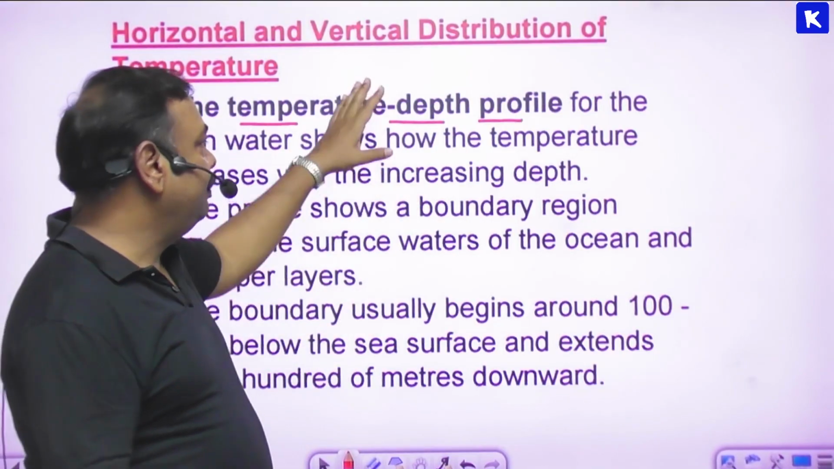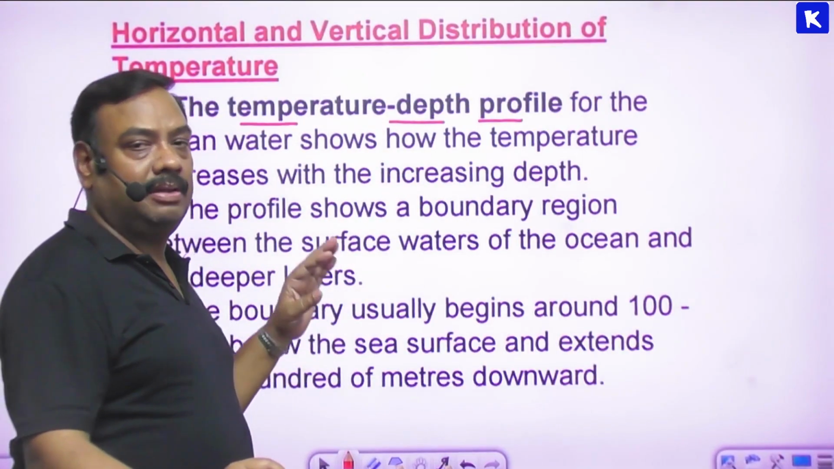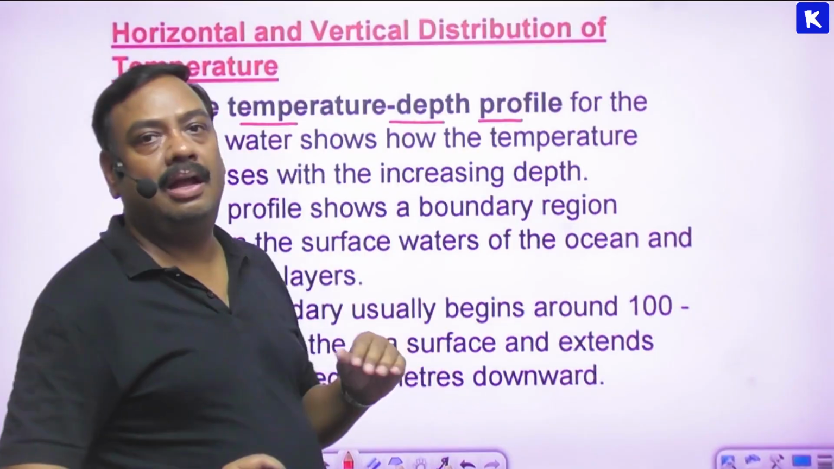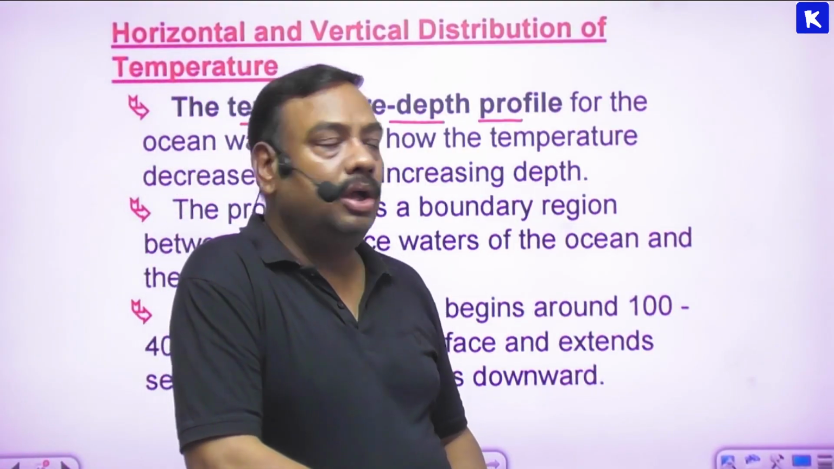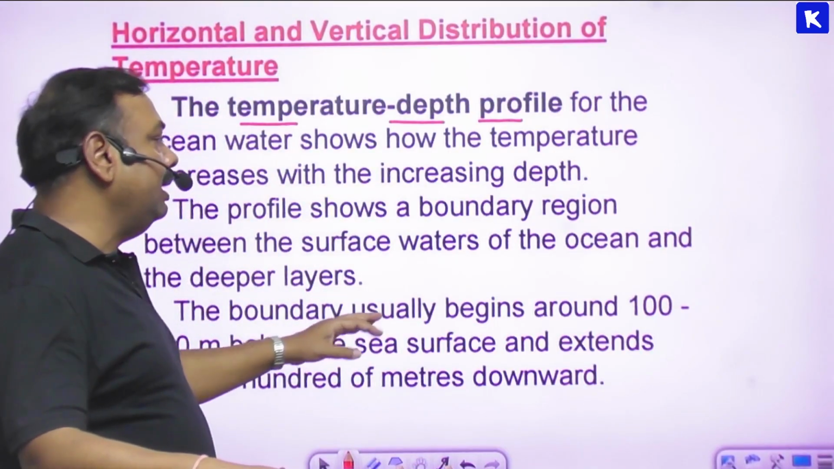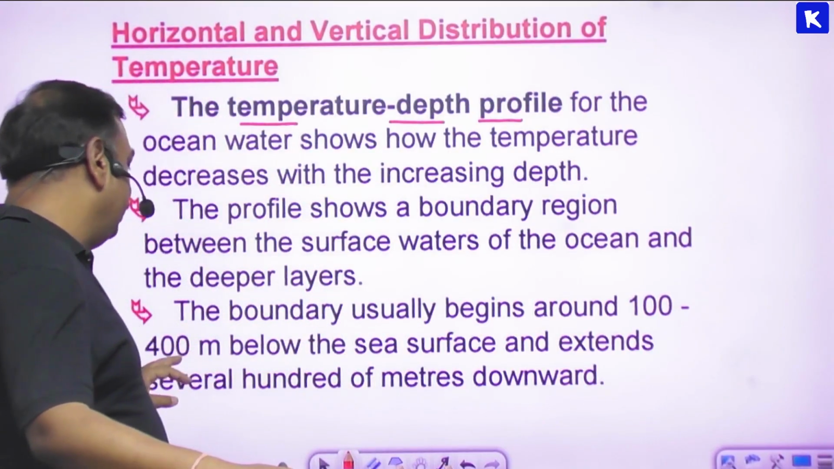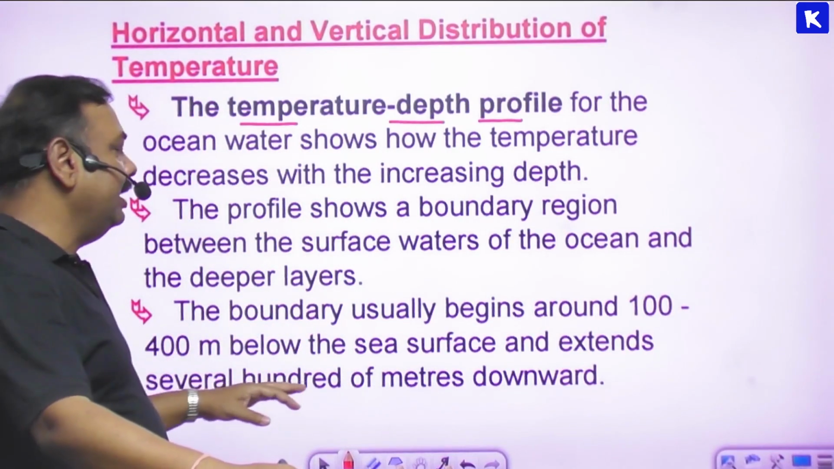When we see this profile, the temperature depth profile, one thing which is very important here is that a boundary region is found there. What is that boundary? The boundary usually begins around 100 to 400 meters below the sea surface and extends several hundred meters downward.